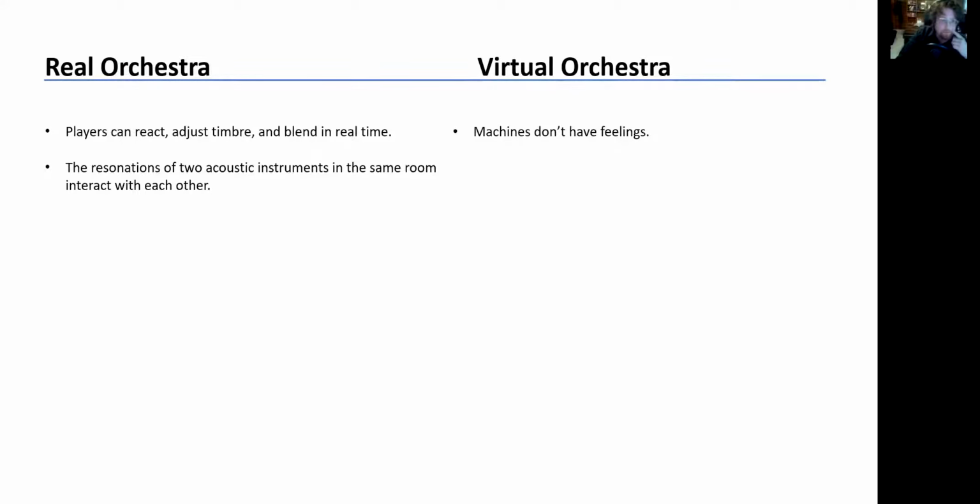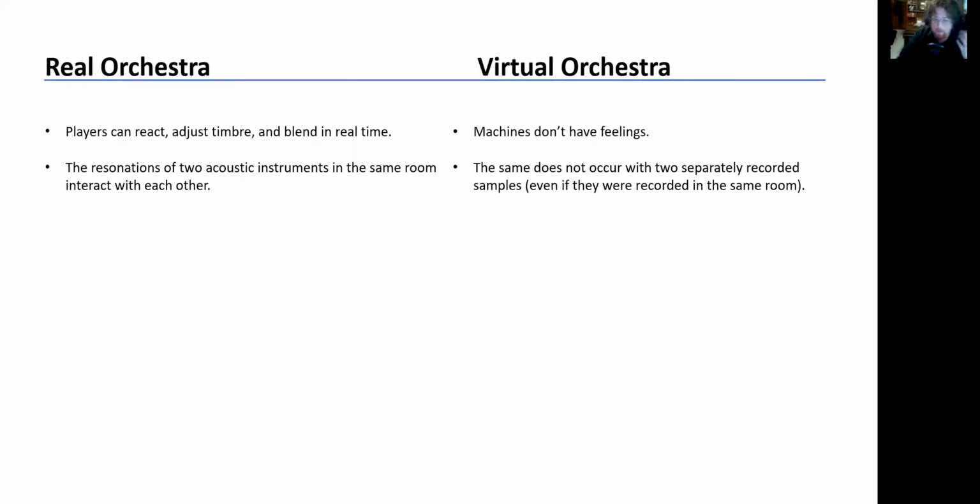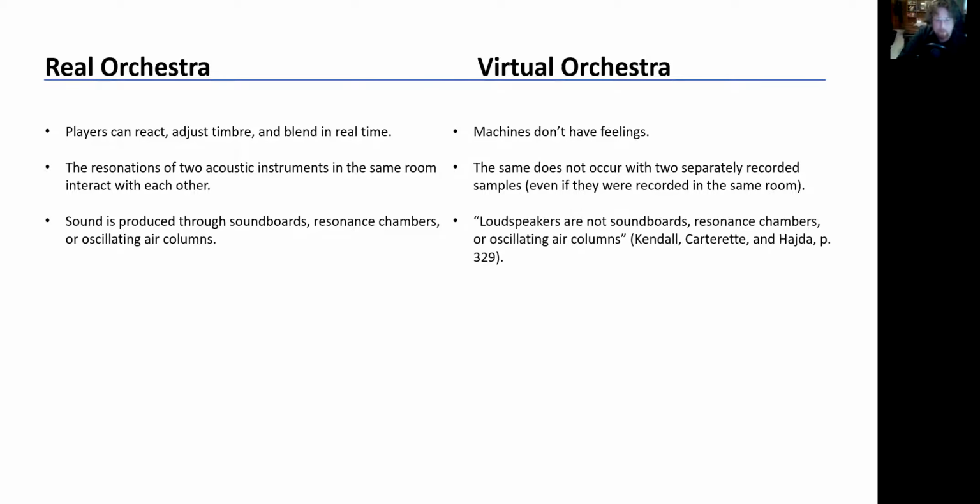In a real orchestra, the resonations of two acoustic instruments in the same room interact with each other, and this doesn't occur with two separately recorded samples coming from speakers. For real orchestras, and we're talking about the concert hall here, sound comes directly from the instrument, whereas in the virtual orchestra, it comes from speakers.